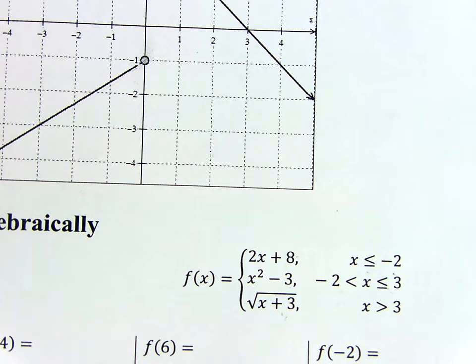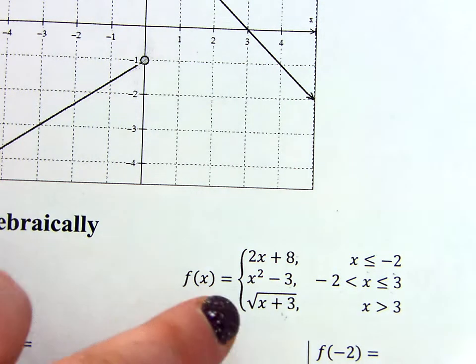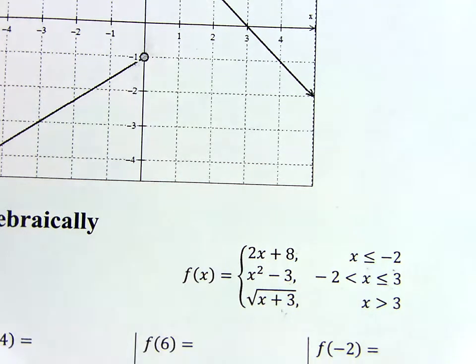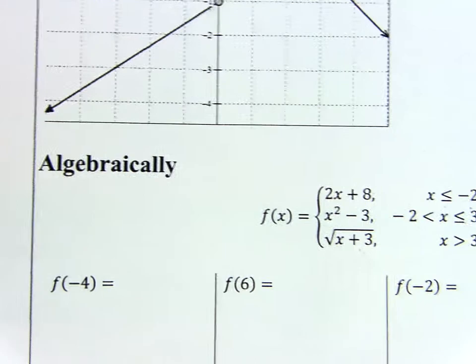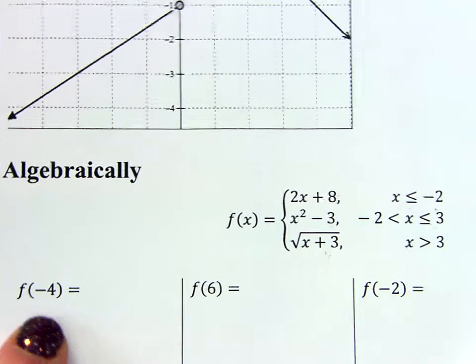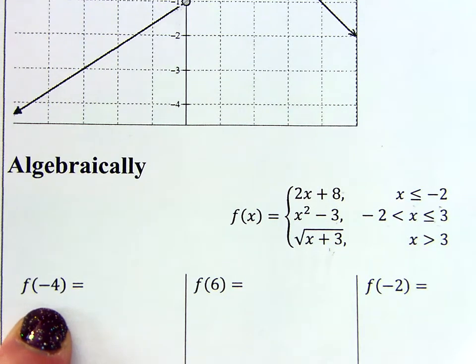It doesn't really matter. Now, just because I don't have a graph of this doesn't mean that I can't evaluate it. So let's look at the very first one. They want you to find f of negative 4. So you're just going to take negative 4 and you're going to plug it into the function and see what comes out.